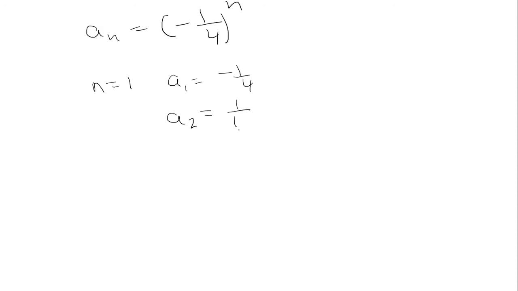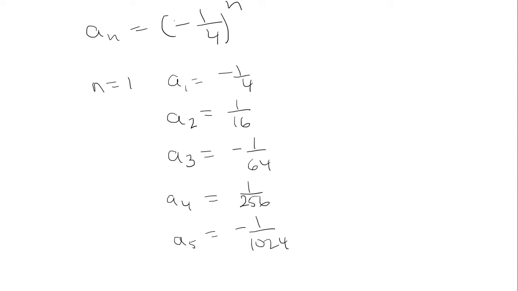So that'd be 1 over 16, negative 1 over 64, and that is 1 over 256, and then negative 1 over 1024. So we see that it's going to be alternating because we're taking the negative and raising it to an exponent. So therefore it's going to be alternating. And every time we're just going to be multiplying the denominator by 4. Okay, so these are all powers of 4.